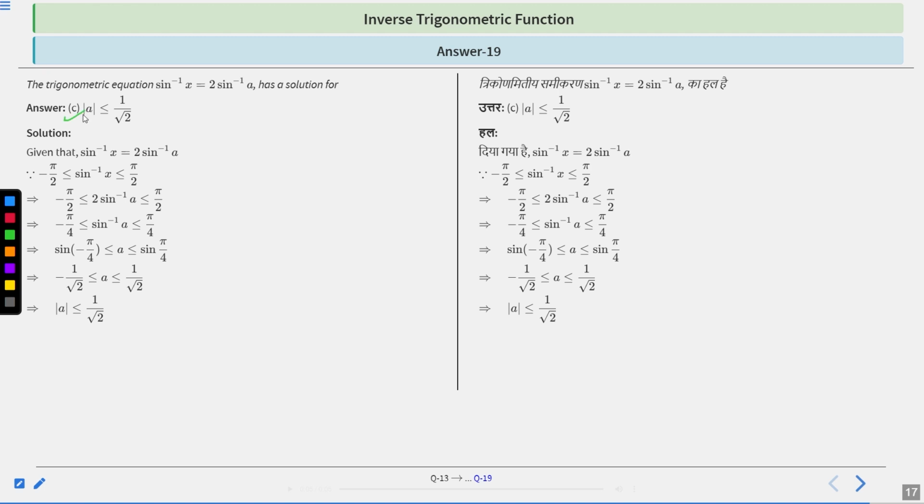So in this way, we have discussed a lot of different types of questions based on inverse trigonometric functions. Hope you understood the concept, how to apply the concepts in the question, and hope you liked the lecture.